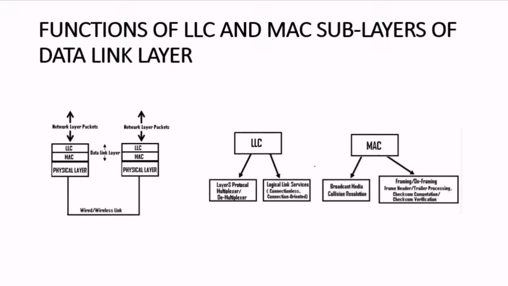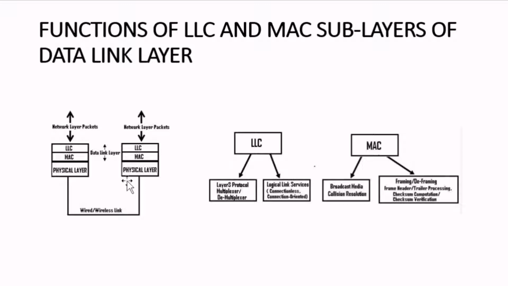I did mention before that we have two sublayers in the data link layer, which are the LLC and MAC sublayers. The data link layer functionality is usually split into two logical sublayers. The upper sublayer is the LLC that interacts with the network layer above, and the lower sublayer is the MAC layer. The MAC layer interacts with the physical layer below, as shown in this diagram here.